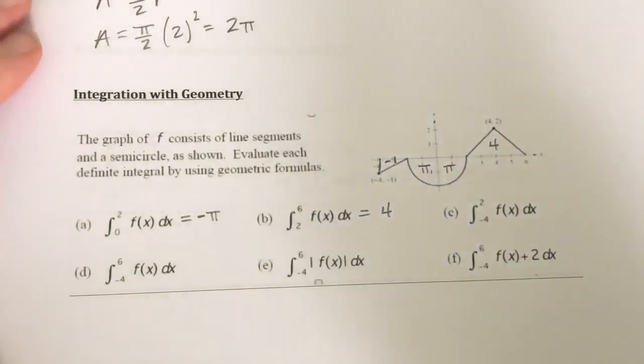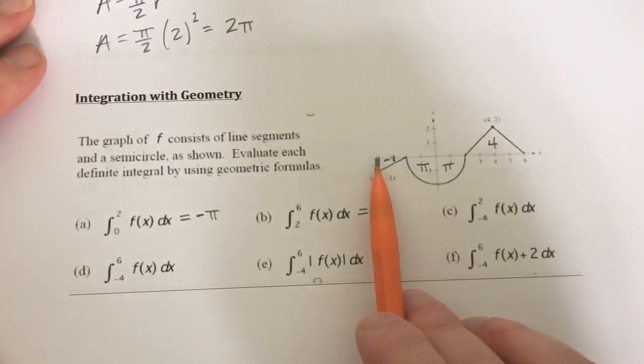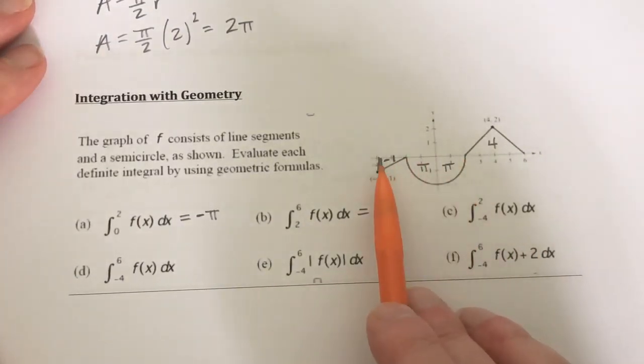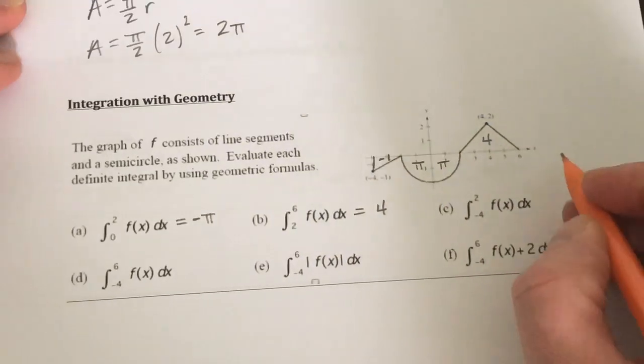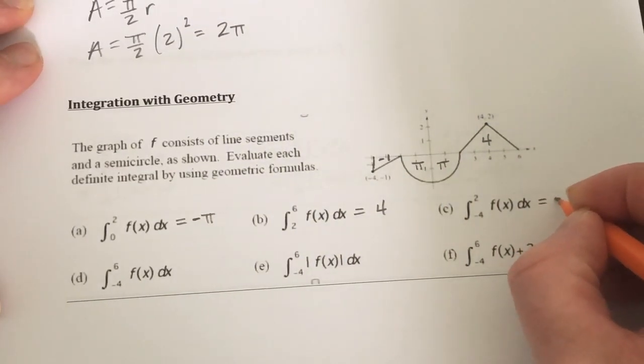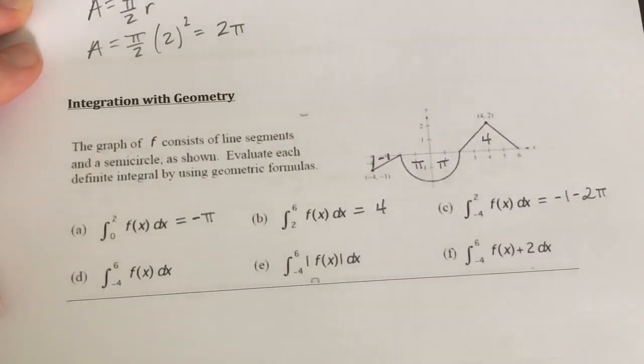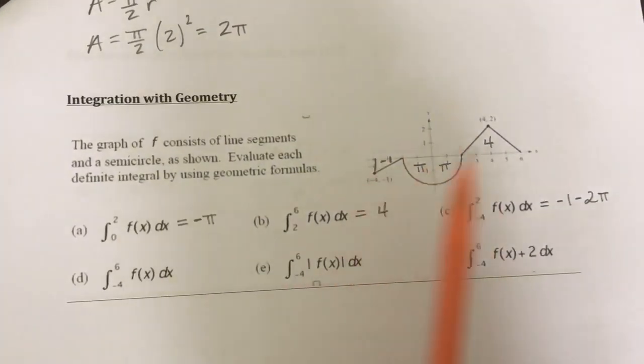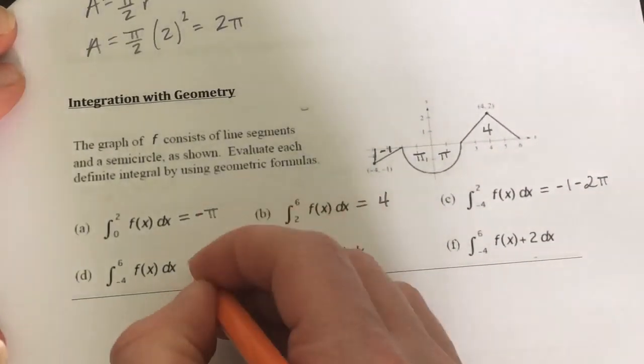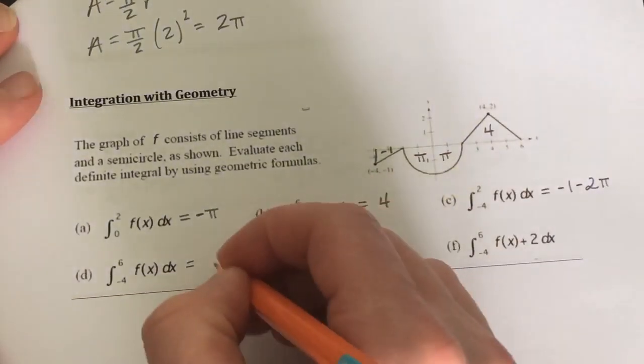Part C is going from -4 to 2. Okay, so it should be a -1 minus 2 pi. Okay, the area from -4 to 6 is, we're going to add all those together. So it should be 3 minus 2 pi.